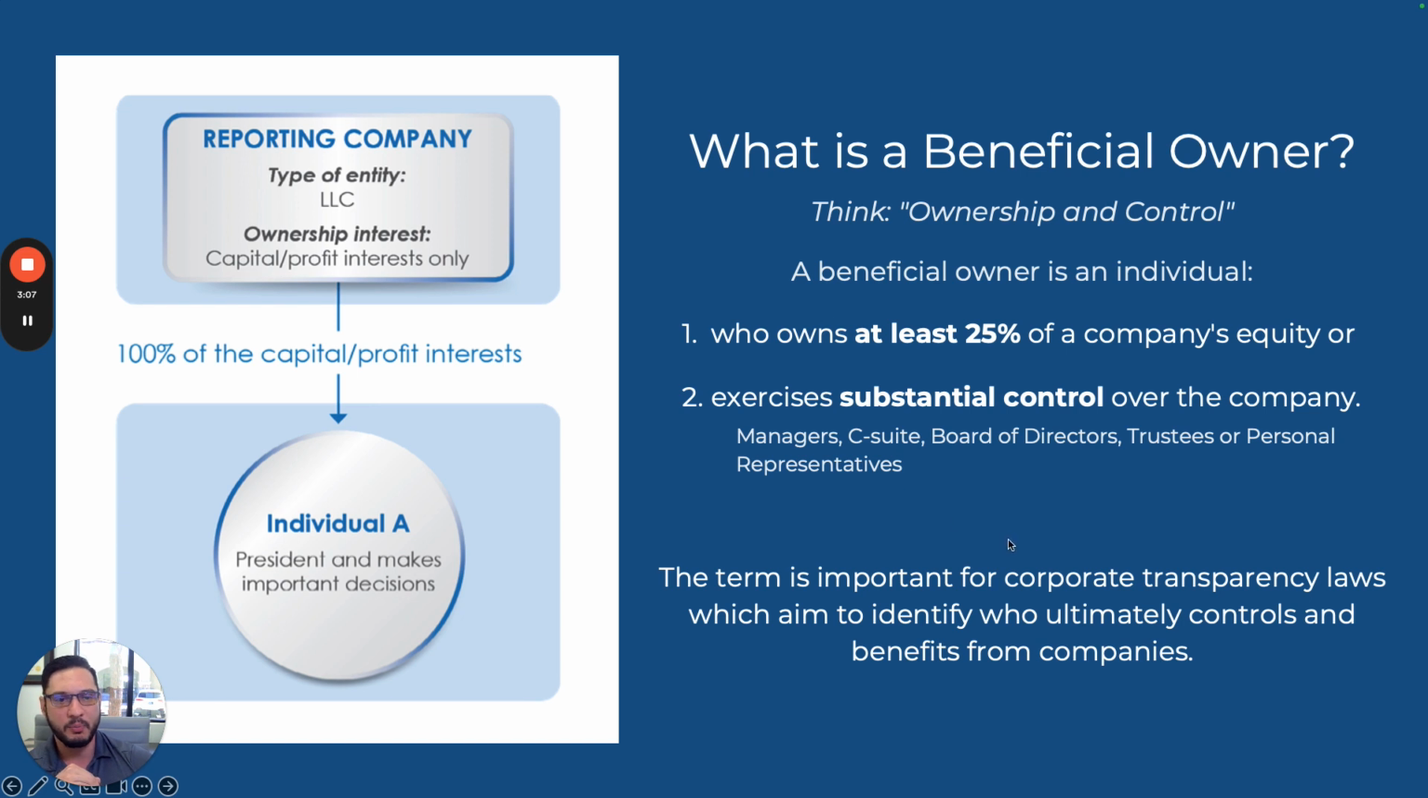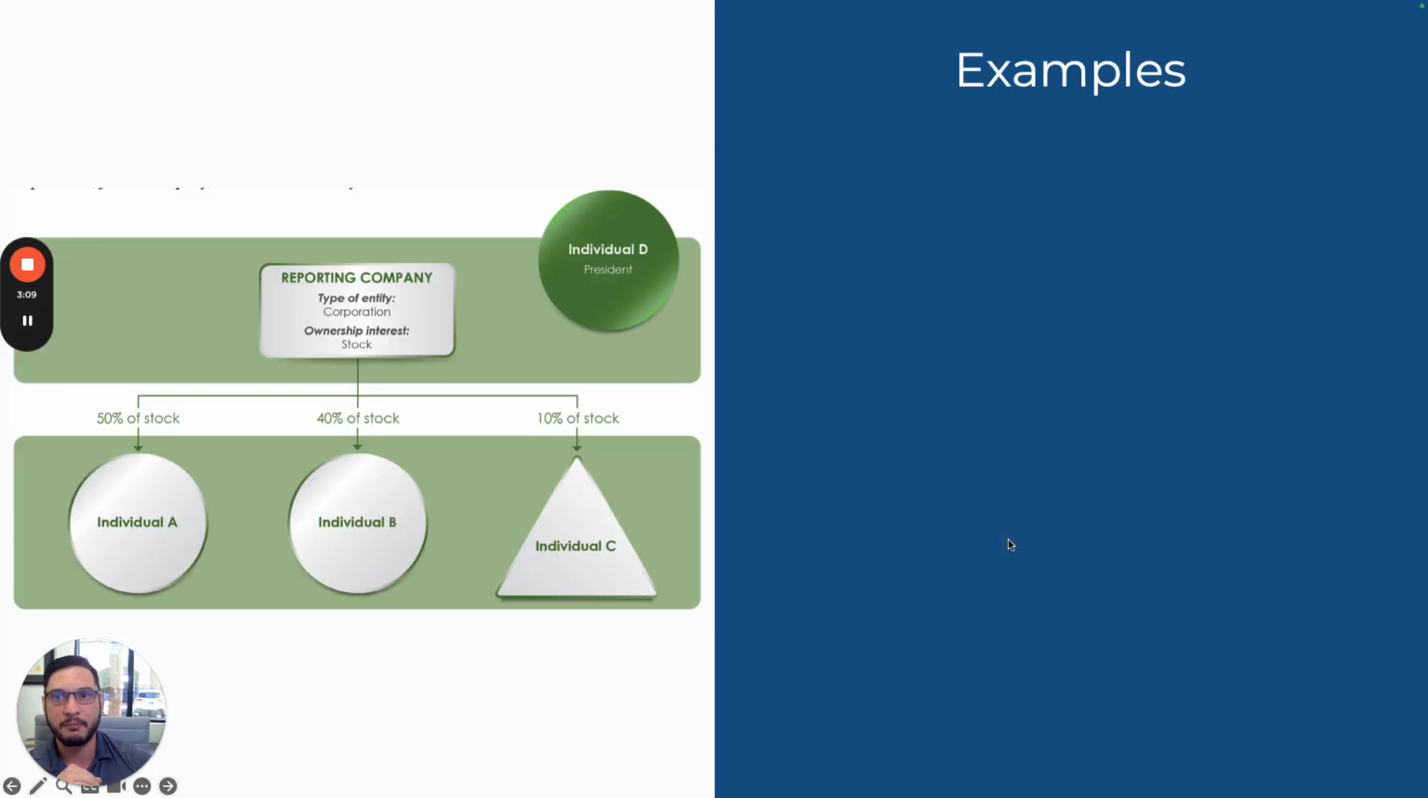Now let's talk about the more complicated situations that I think are fairly common. So here we go. Here's an example where we have a reporting company that is a corporation. Ownership interest of this is going to be stock. There are several important things to take note of here. We have individual D, who is the president of that corporation. You have individual A, who owns 50% of the stock, individual B that has 40% of the stock, and individual C that has 10% of the stock.